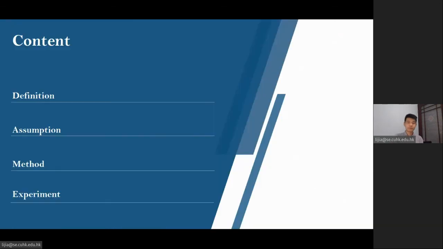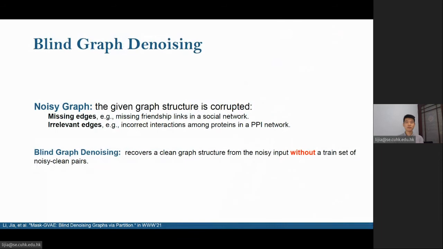In this talk, we first give the definitions of graph denoising, check the assumptions, introduce the method, and then briefly talk about the experiments. In this work, by noisy graphs, we mean the given graphs have missing edges or irrelevant edges. By blind graph denoising, we mean to recover graph structures from a noisy input without a training set of noisy and clean pairs. And this is practical, as we know human annotation is really expensive in graph domains, especially for large graphs.